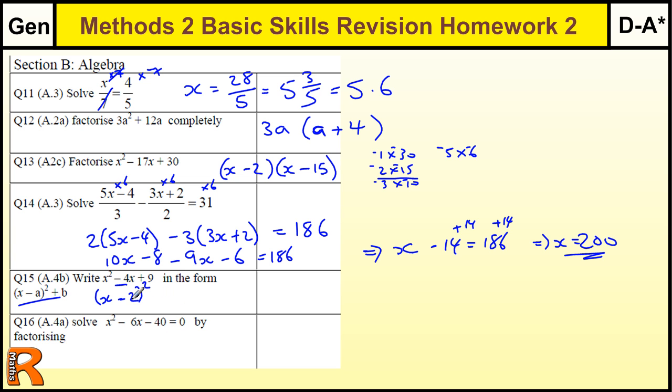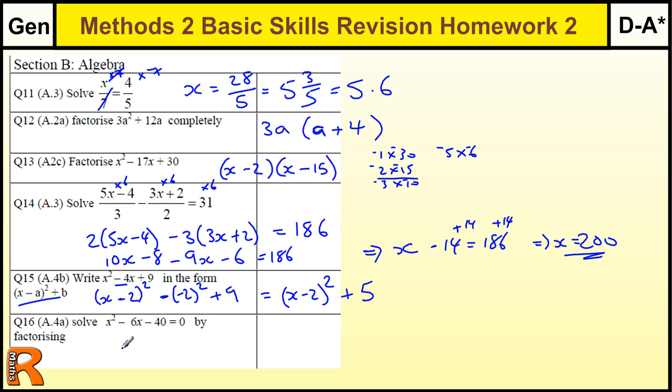And then we've got to remember when we multiply out this bracket, we're going to get minus 2 times minus 2, which is plus 4. So I'm going to take away the minus 2 squared, which is 4, because I want to just leave myself with 9. So let's just tidy this last bit up. That equals x minus 2 all squared, and we are taking away 4 and adding 9, so that's the same as adding 5.